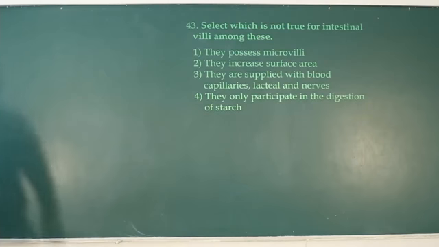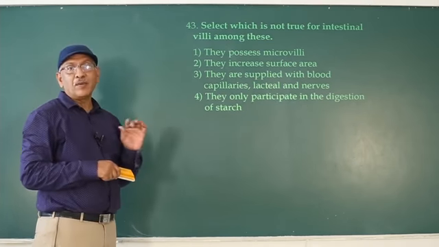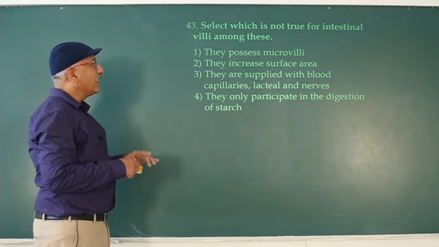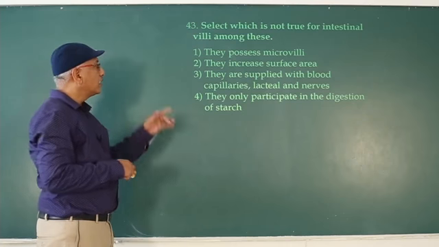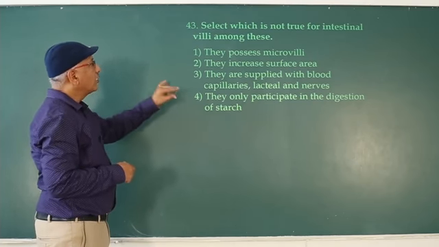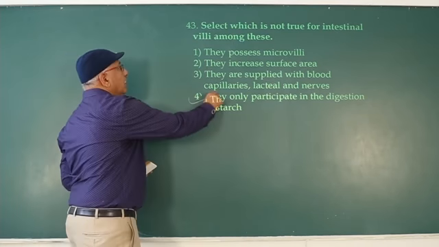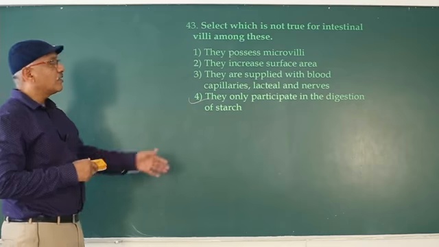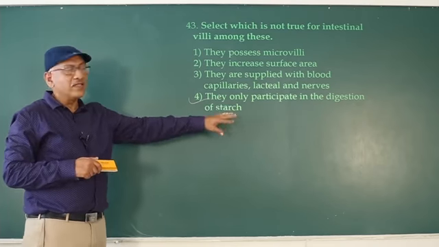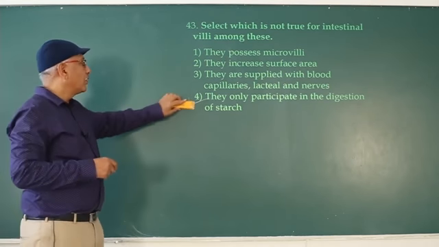Next one: select which is not true for intestinal villi. They possess microvilli, correct. They increase surface area, also correct. They are supplied with blood capillaries, lacteals and nerves, also correct. They only participate in the digestion of starch, wrong. They are not responsible for digestion, only for absorption. So the answer is the fourth one.